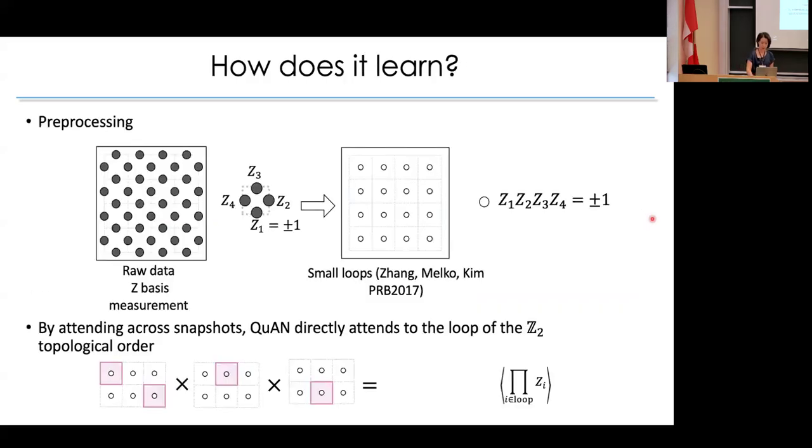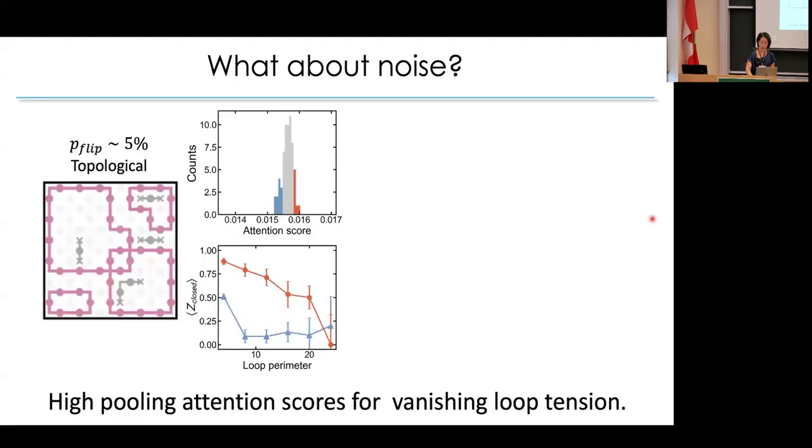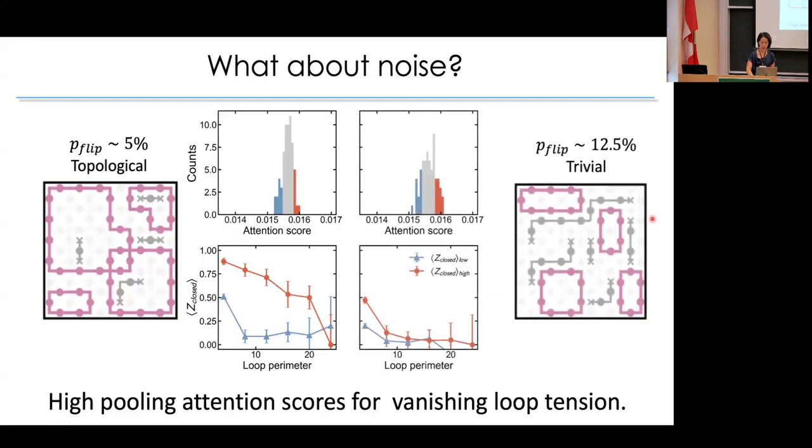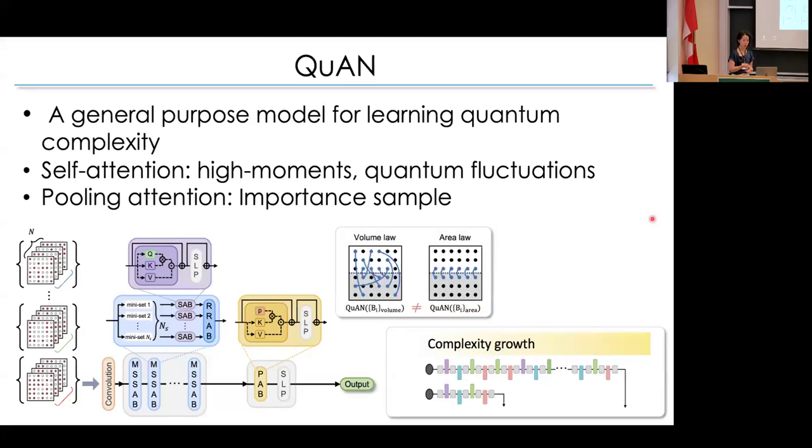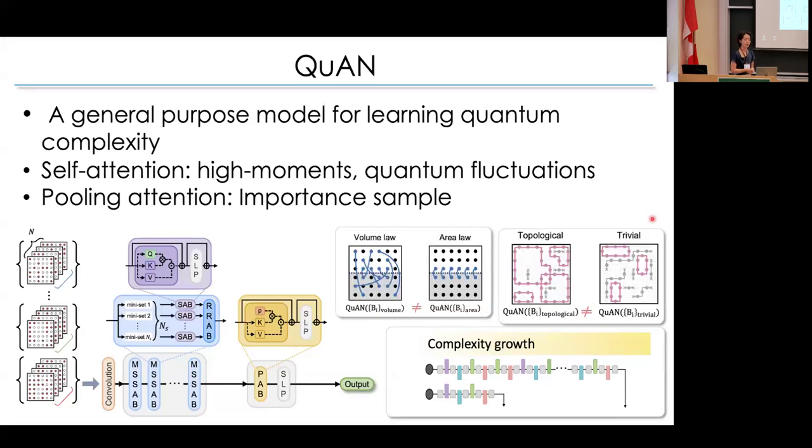Now, I don't think I have time to go over why this is working, but I will just say that pooling attention was used to really focus on the large loops that are more visible in the topological order, where loops of all sizes are supposed to occur. So my time is up, and I'm just going to leave you with this summary slide, which is a caricature of the architecture, and these are the 3 applications that we've tried.